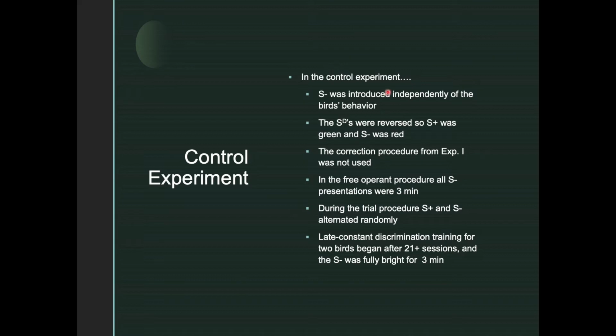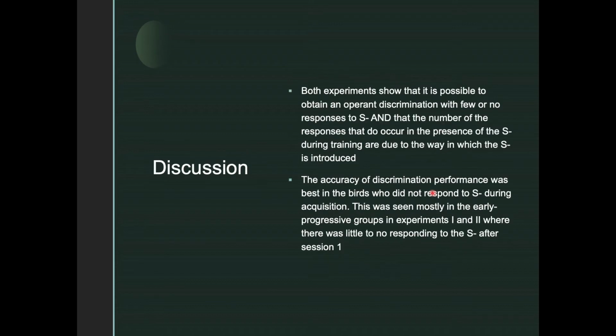So in the control experiment, S minus was introduced independent of the bird's behavior. SDs were reversed. So again, as mentioned, the S plus was green, S minus was red. They didn't use a correction procedure. And he had a couple other manipulations in there. So overall, with the results that we focused on, there were other ones. They showed the cumulative records and so forth.